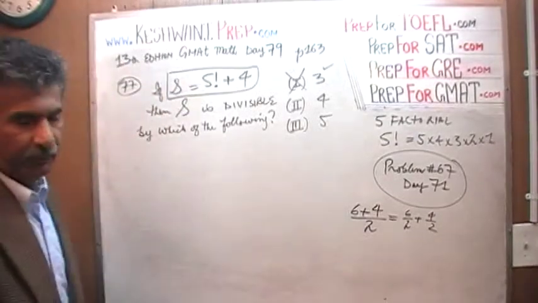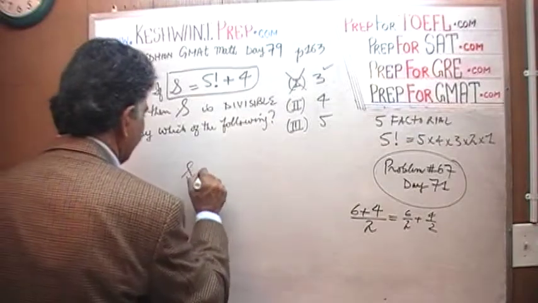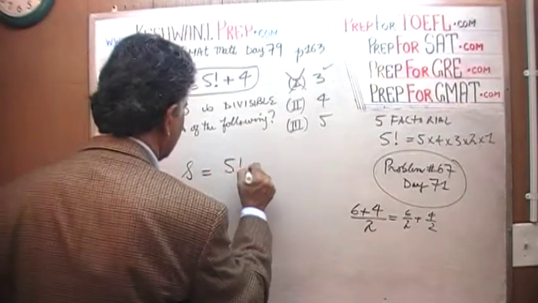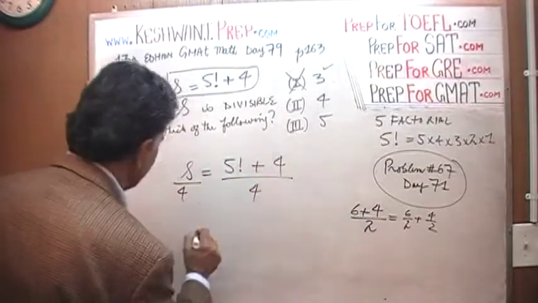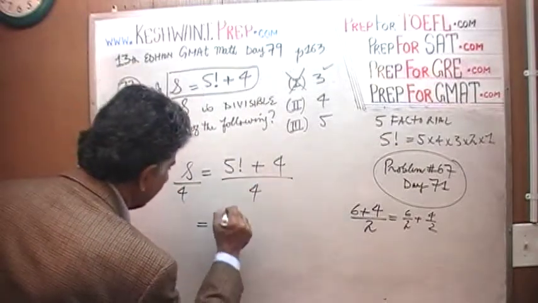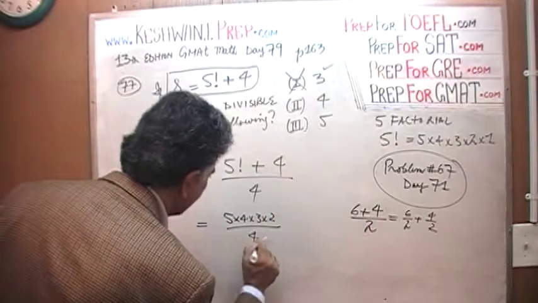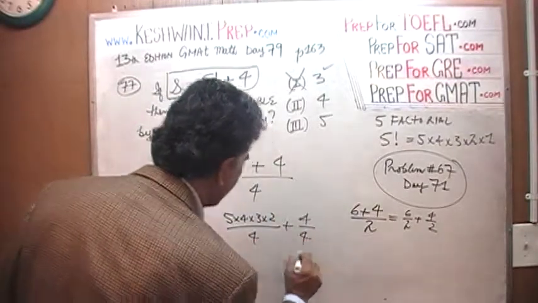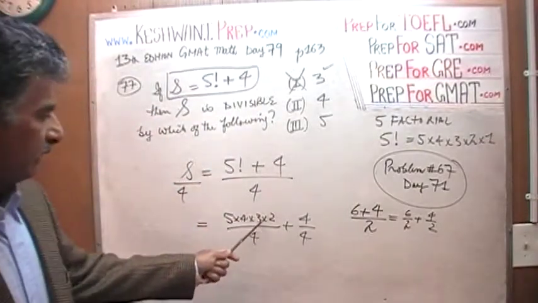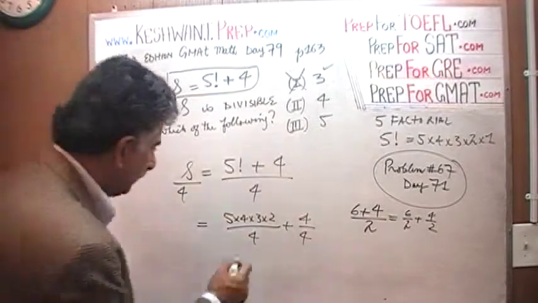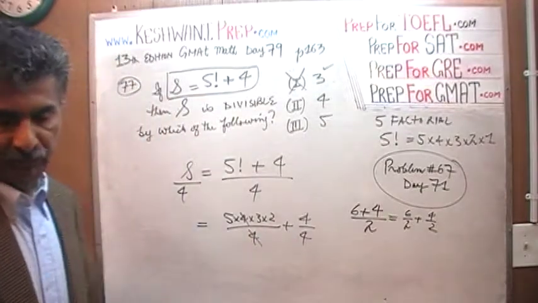Of course you know by now what's going on because it becomes too simple now. Obviously you already know the answer. S is equal to 5 factorial plus 4. If you were to divide both sides by 4, we'll end up with 5 factorial over 4, which is 5 times 4 times 3 times 2 over 4 plus 4 over 4. Of course 5 factorial, 5 times 4 times 3 times 2, is divisible by 4 right here. We just did it. And 4 over 4 is divisible, obviously 4 is divisible by 4.